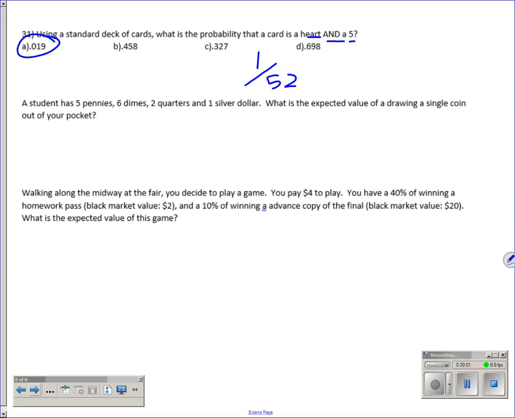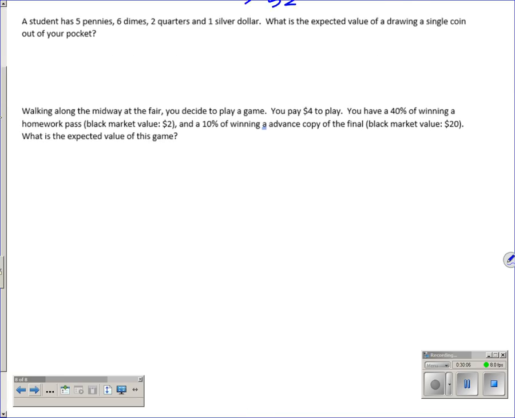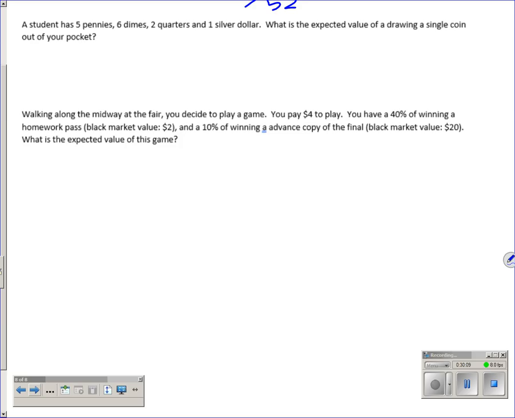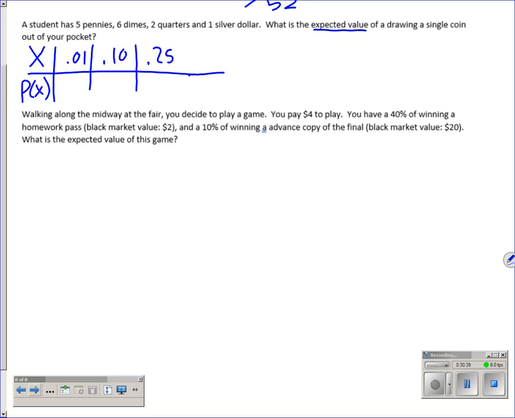And then these last two, these are some good examples of expected value. This says a student has 5 pennies, 6 dimes, 2 quarters, and 1 silver dollar. What is the expected value of drawing a single coin out of your pocket? All right, that's the average. Remember, you've got to make a chart of all of your values and the probabilities of those values. Now, let's think about all the options you have for pulling out a single coin. You can get a penny, which is 0.01. You can get a dime, which is 0.10. You can get a quarter, which is 0.25.